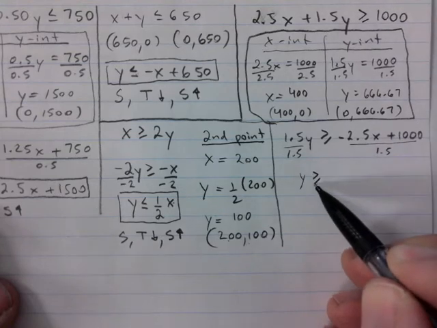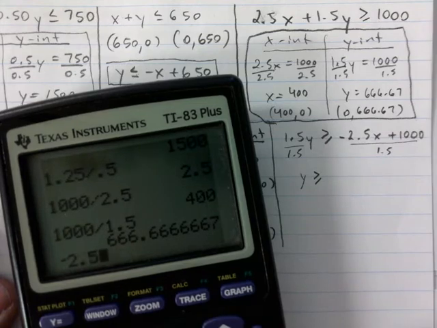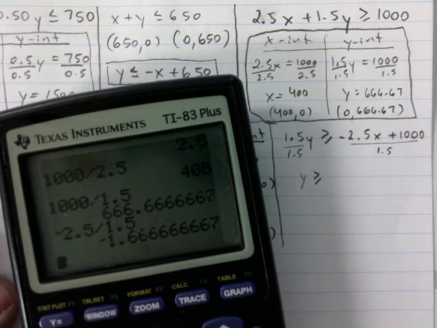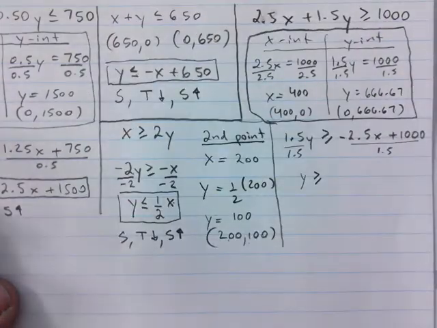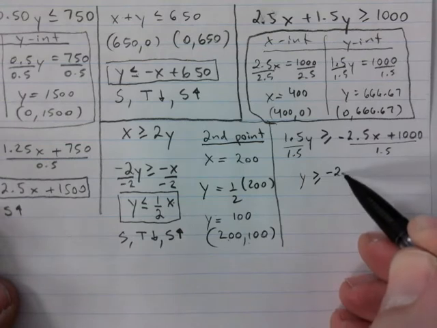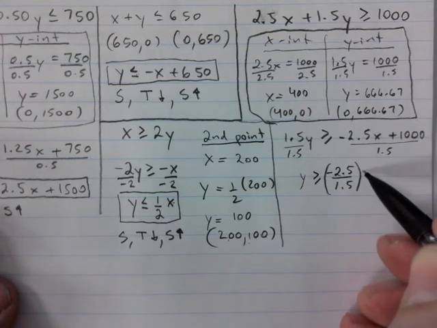And here, I'm going to try this. Negative 2.5 divided by 1.5. That will be a problem when we want to graph it. So I'm just going to keep it that way. I know it's kind of ugly, but I'm going to leave it like that.